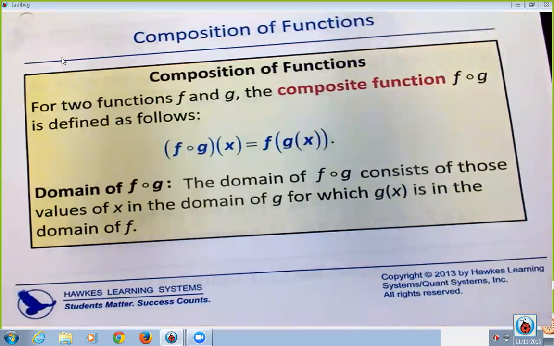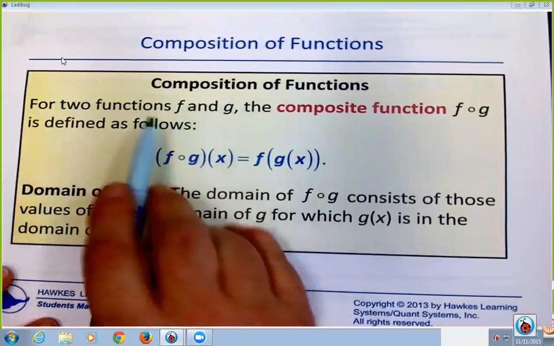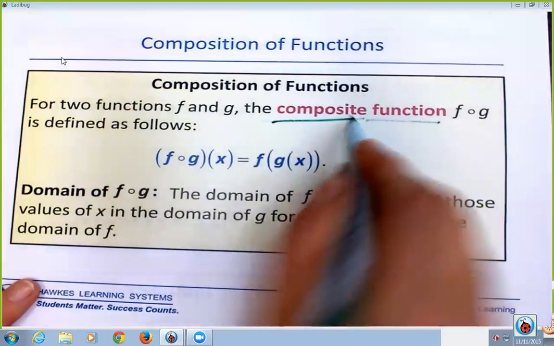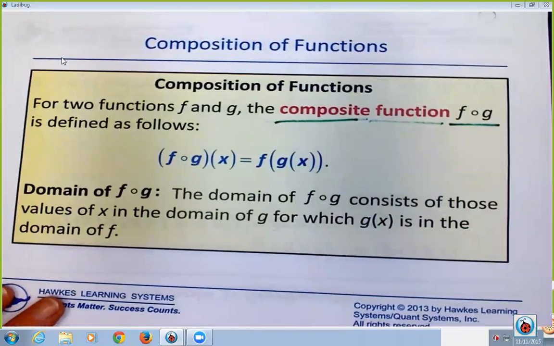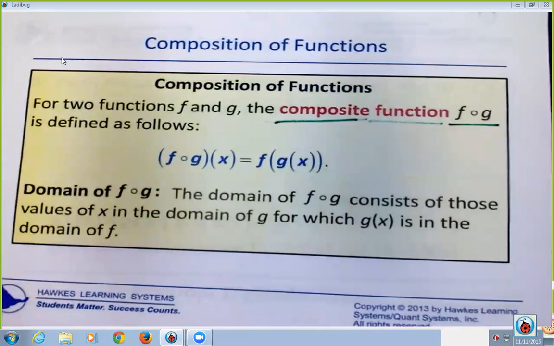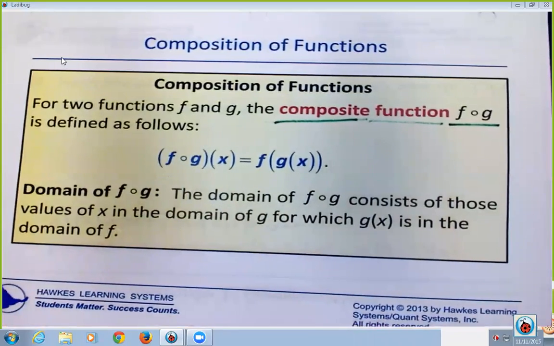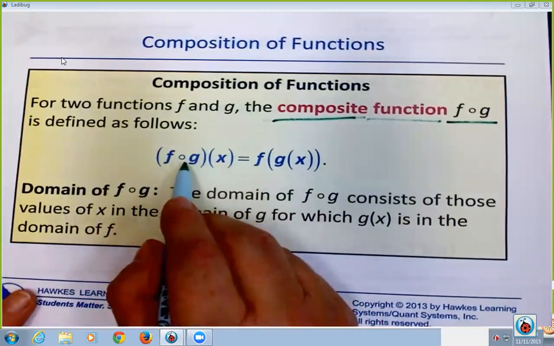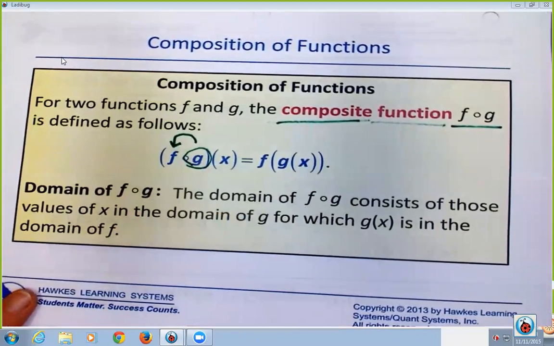So a composition, what in the world is it? It says for two functions, f and g, the composite function, you're going to see this. You could look at it and say, oh, it looks like f o g, and you can say it's f o g if you want to. But what it means is you're going to see these two pieces interchanged. Hawks refers to it in both methods. And what this means is you're going to put g inside of f. So g inside of f.